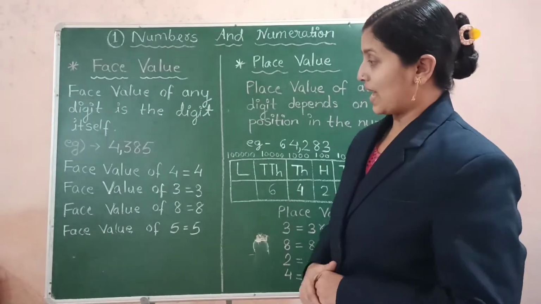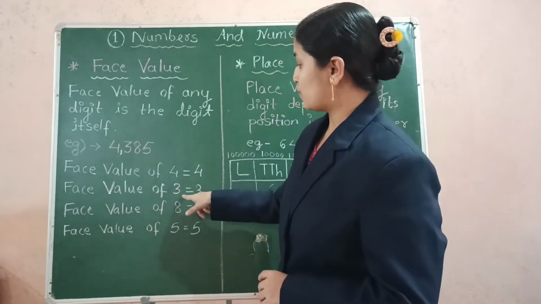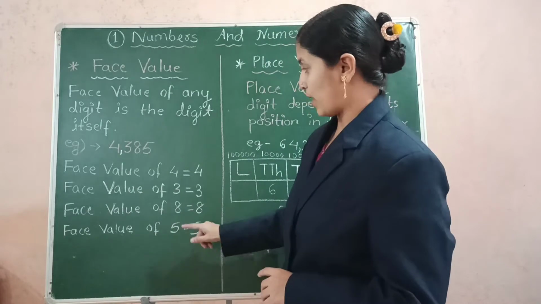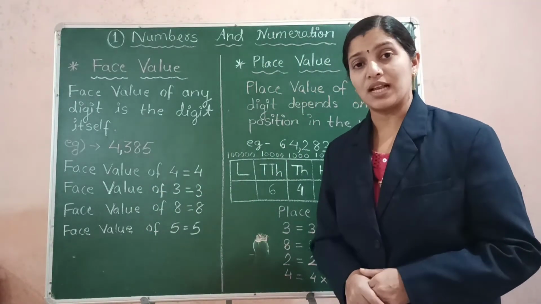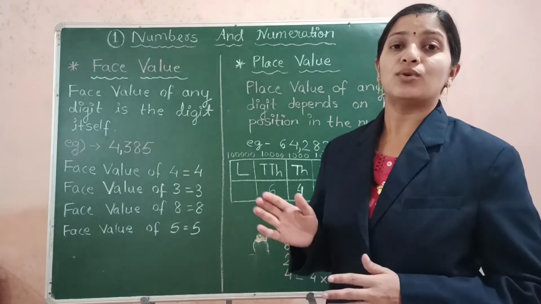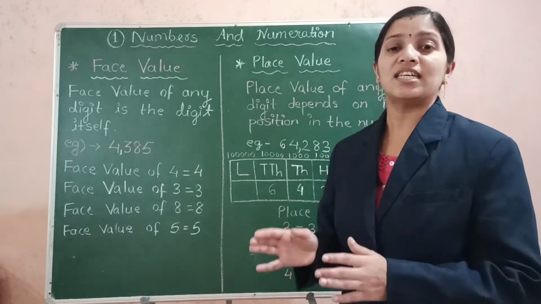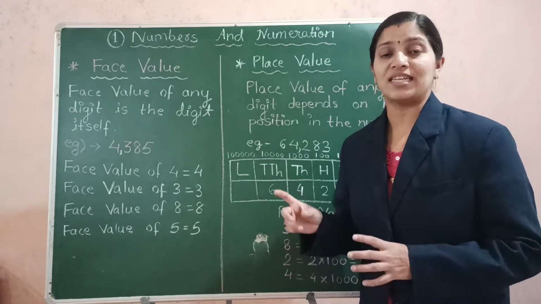Suppose we are asked to find the face value of all the digits in this number. You can see I have written here face value of 4, face value of 3, face value of 8, face value of 5. So as I have told you, what does the definition of face value tell? It tells that the face value of any digit is the digit itself, whatever be the position of that digit in the number.